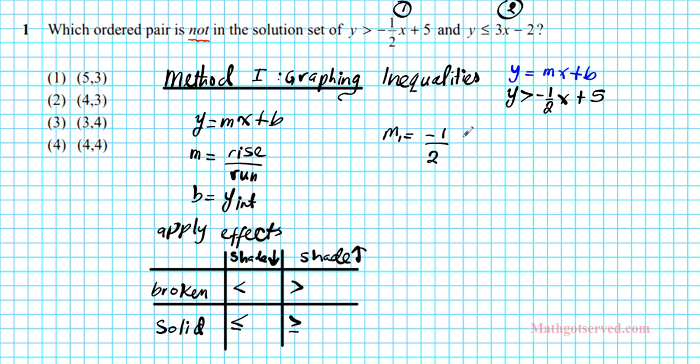What does this mean? It means that you have a negative rise, which means that you're going to go down 1, and you're going to run 2. This is your rise over run. Rise, which is negative, over run. And then our b is a constant you add into this term. This is where we're going to begin, which is 5, and this is our y-intercept. So this is for line 1.